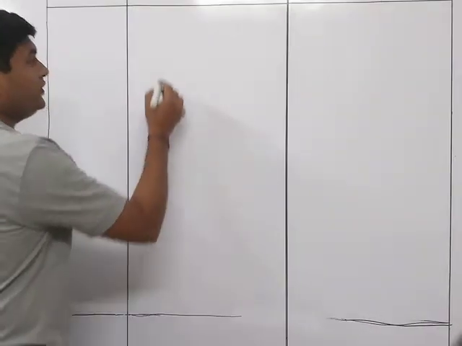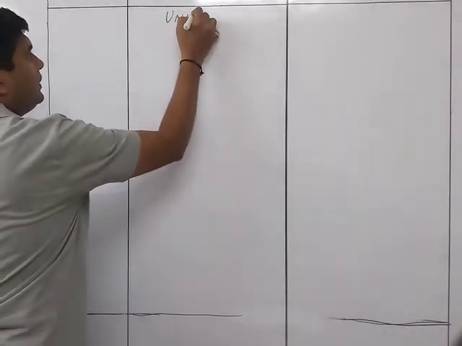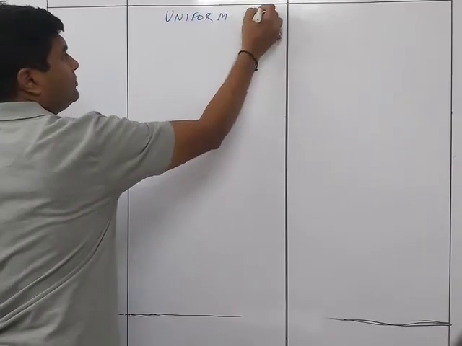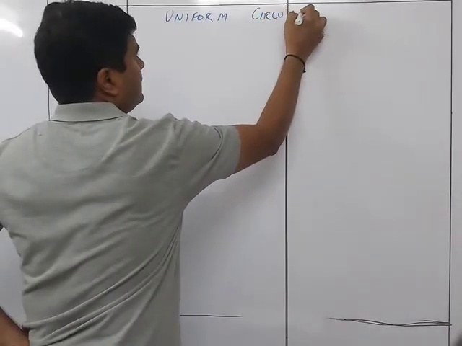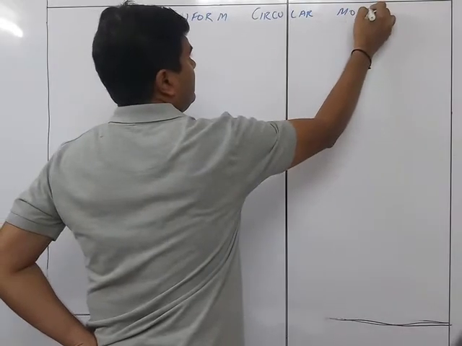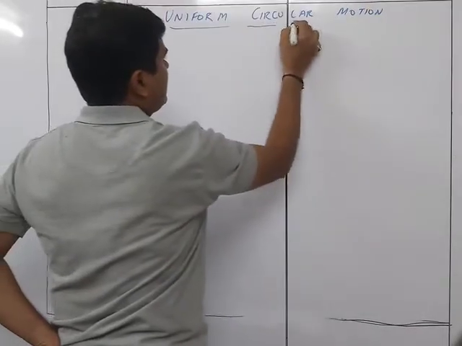Now we move to the next part of the chapter, and that is about uniform circular motion. Uniform circular motion. Now, what is uniform circular motion?